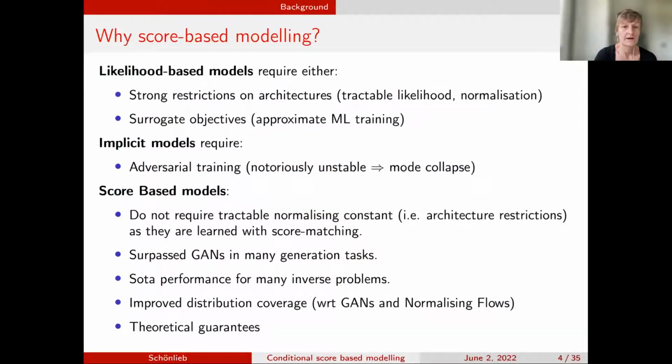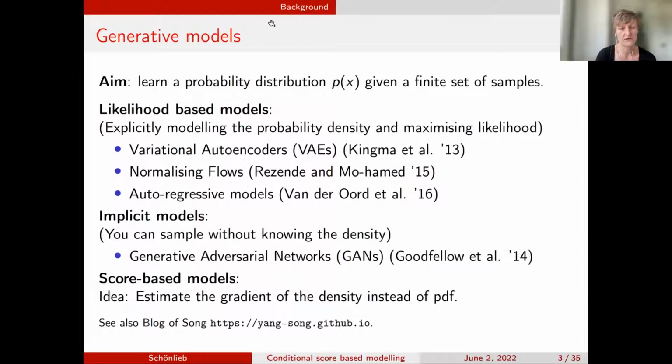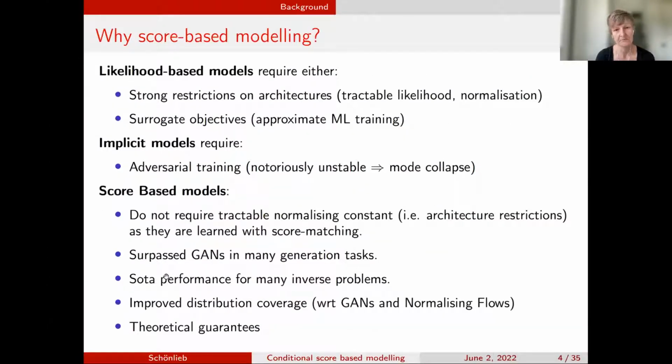Now, why could these score-based, in particular score-based diffusion modeling, be interesting? By the way, do you see my pointer? This is important. Do you see this little hand if it goes over the slide? Okay, great, thank you.